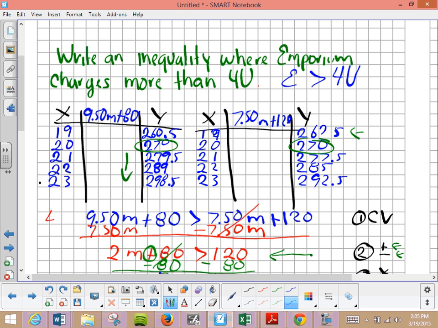262.5. That changes everything. At the beginning, then we're saying that the second one was higher, right? And then at 20, they were the same. And then after that, the first one began to be higher, and the other one stayed the same. When you graph them, it will look like something like this.